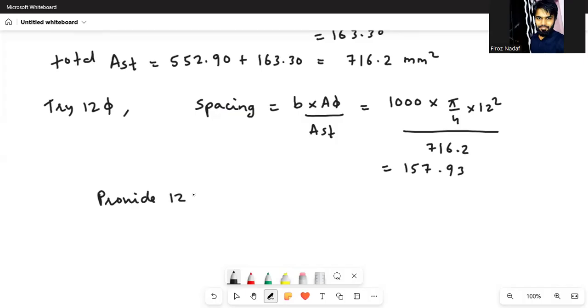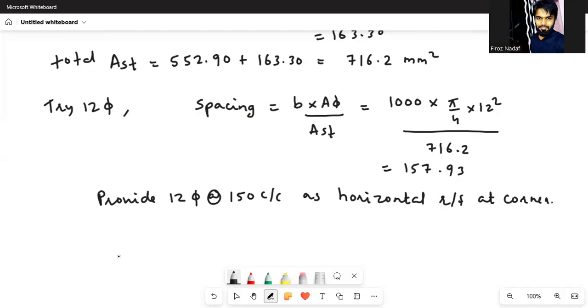So you can write down here, provide 12 mm bar at the rate 150 mm center to center as horizontal reinforcement at corner, because we are designing it for the corners. Okay, similarly we need to find the AST for the midspan.